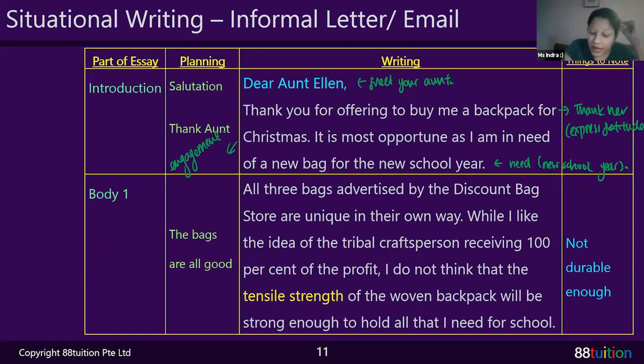Okay, students? Now, you go on to elaborate on which of the bags you would pick, right? All three bags advertised by the discount bag store are unique in their own way. While I like the idea of the tribal craftsperson receiving 100% of the profit, so this one will be an advantage, or rather, it's not only the advantage, but the good point. Okay, receiving 100% of the profit, I do not think that the tensile strength of the woven backpack will be strong enough to hold all that I need for school.